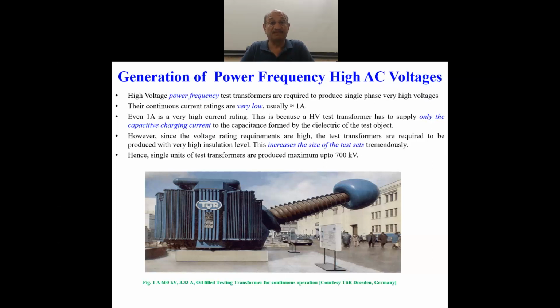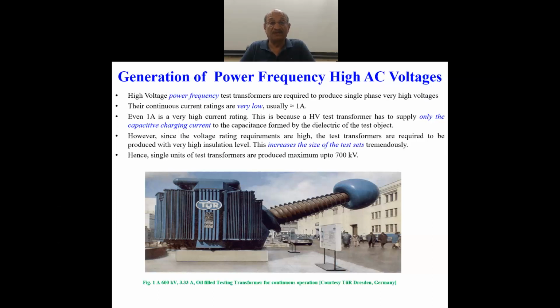This is unlike the power transformer, where the current rating and the voltage rating both are very high. So the manufacturing technique of a power transformer and the testing transformers are entirely different. Even 1 ampere is a very large current rating. And this is because high voltage test transformer has to supply only the capacitive charging current to the capacitance formed by the dielectric of the test object.